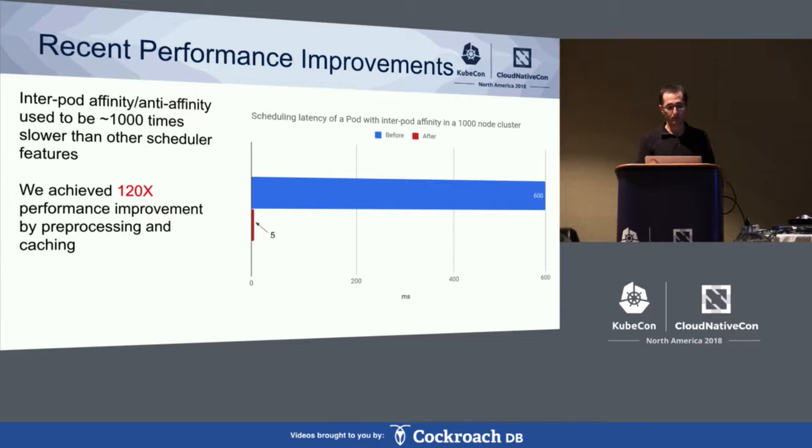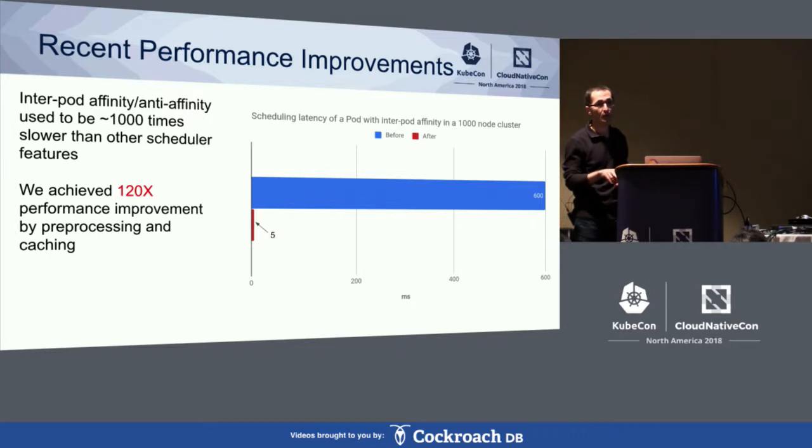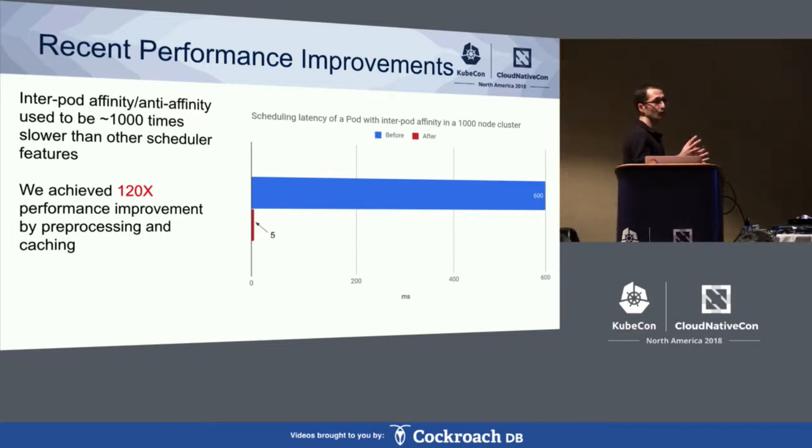Another area that really required performance improvement is interpod affinity and anti-affinity. All of those folks who have tried to schedule in Kubernetes in the past and have used interpod affinity know that it was a very, very slow feature. Actually, it was like 3 orders of magnitude slower than other scheduling features. It was so bad that we had to mention in the documents that you shouldn't use this feature if you run any cluster of more than a couple hundred nodes or so.